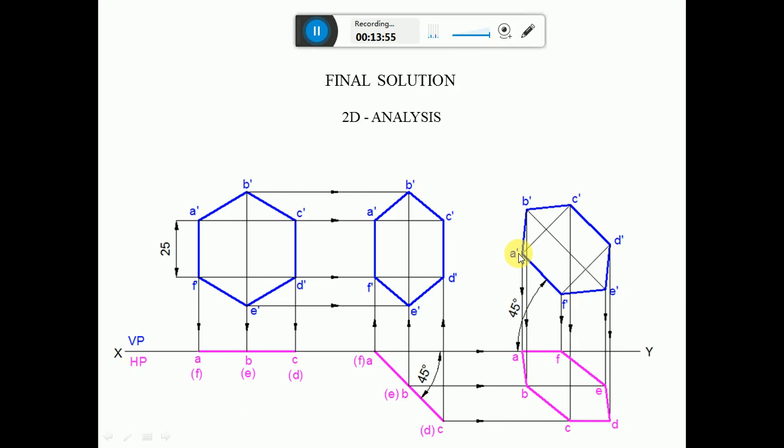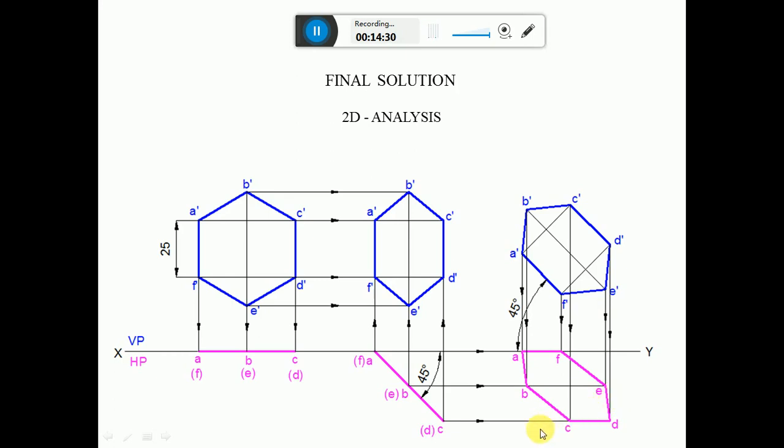Now to this we need to draw the corresponding top view. So first you draw a vertical projector from A dash and F dash, and draw a horizontal projector from AF. Both are going to intersect at A and F on the XY line, because the side is on the vertical plane. Similarly, draw a horizontal projector from B and E. Draw a vertical projector from B dash and E dash. Both are going to intersect on the B and E projector, such that B dash is going to intersect at this point B, and E dash is going to intersect at this point E.